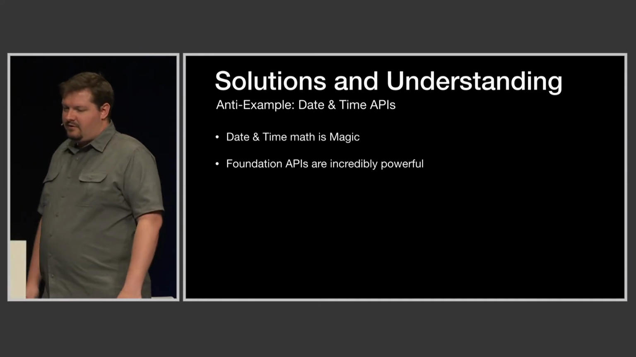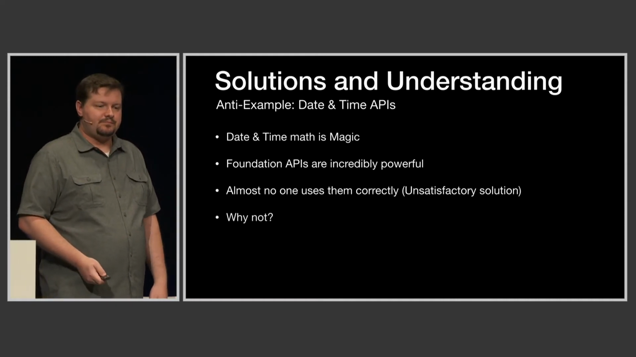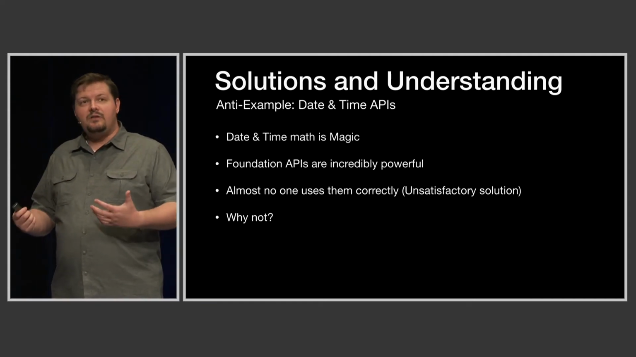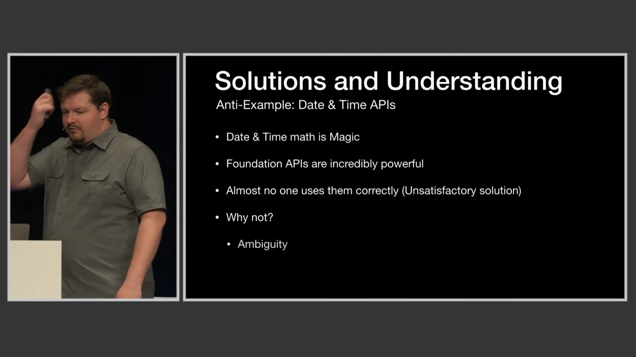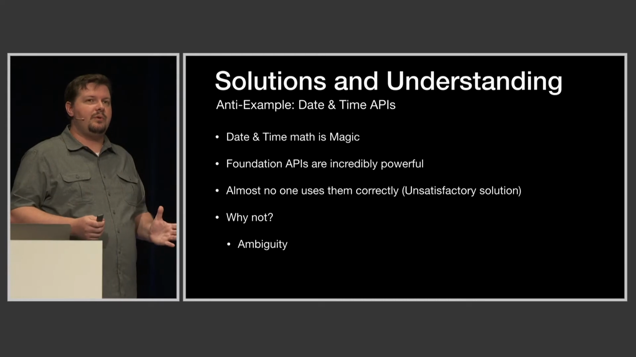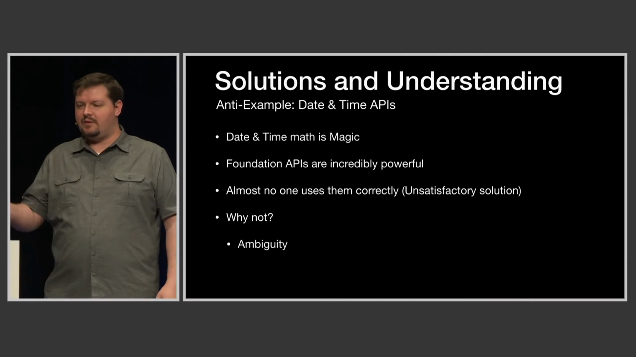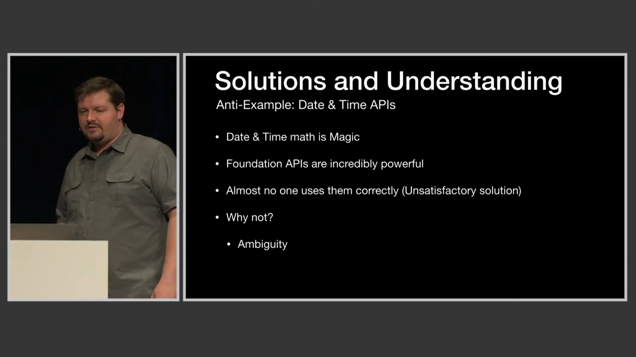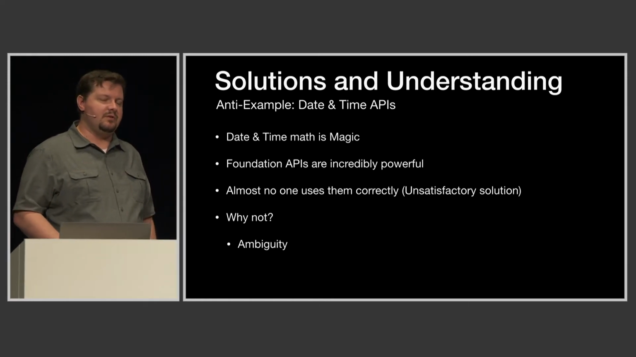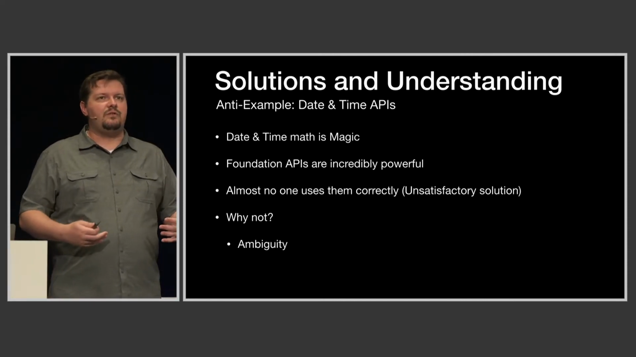But they're still hard to use, because no one uses them correctly. Why is that? In my opinion, there are two big reasons why the date and time APIs are an unsatisfactory solution. First, there's a lot of ambiguity. The date and time APIs are really focused around three classes: calendar, date, and date components. There are others like time zone and date formatter, but those are the three core ones. Since there are only three classes, you might think this is very focused and easy to use.